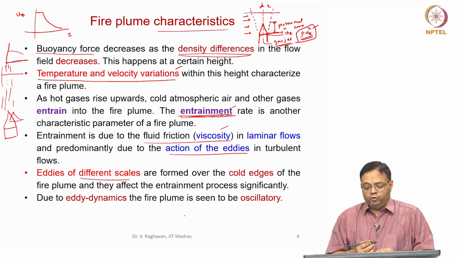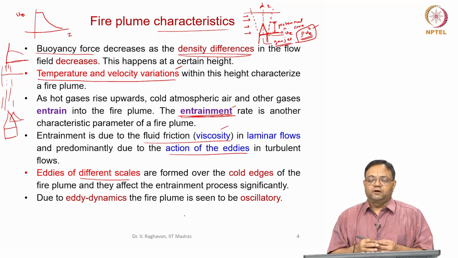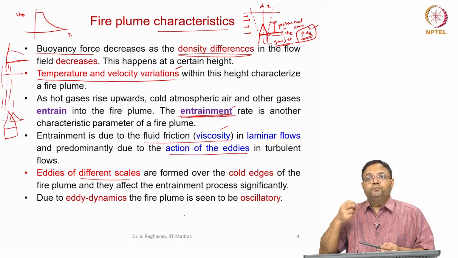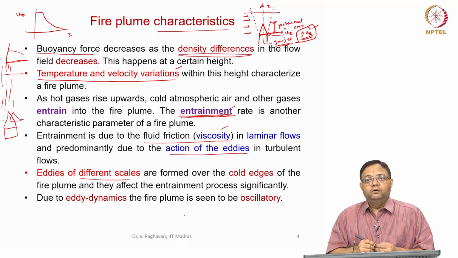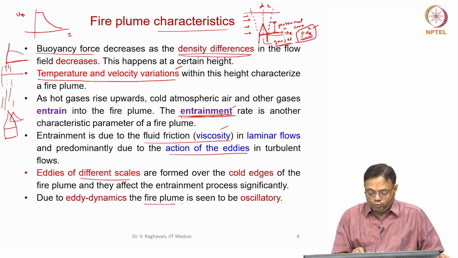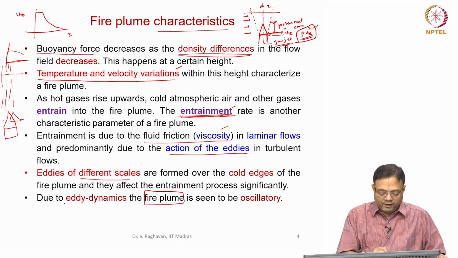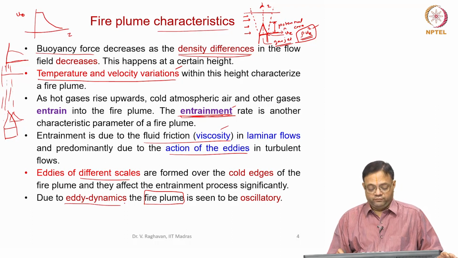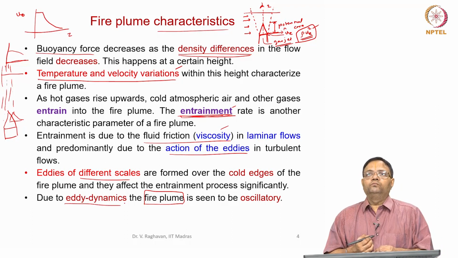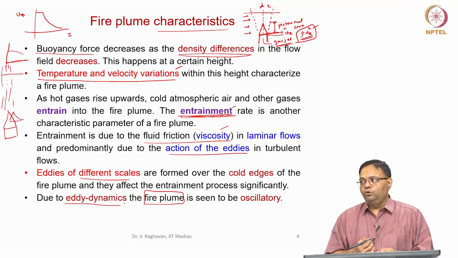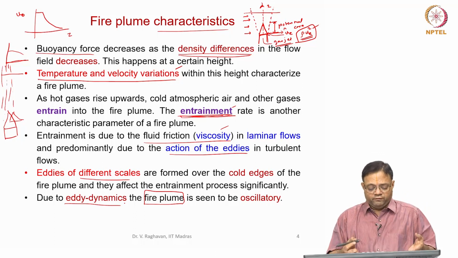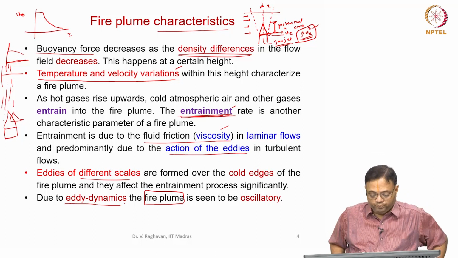Now, as I told you, the flame itself, the fire itself, when it is turbulent, is very oscillatory. That means the eddy dynamics will dictate the fire plume also. The fire plume will also be dependent on the eddy dynamics, the characteristics of this. Anyway, as we do statistical analysis in a turbulent flow, like average velocity, average temperature, average density, etc., which is taken as a time averaged value, similar to this, we can also analyze the plume here.